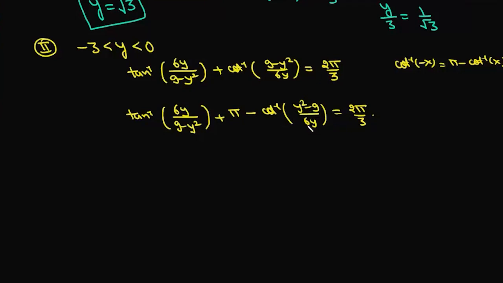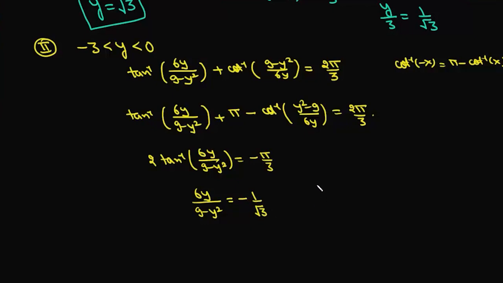Now since this is positive, we can take the reciprocal and make it tan, and if we take the minus sign common, we can actually write this as 2 tan inverse 6y upon 9 minus y square equals 2 pi by 3 minus pi, which is minus pi by 3. So 6y upon 9 minus y square will be tan of minus pi by 6, which is minus 1 by root 3. So we can write this as y square minus 9 equals 6 root 3 y, or y square minus 6 root 3 y minus 9 equals 0.